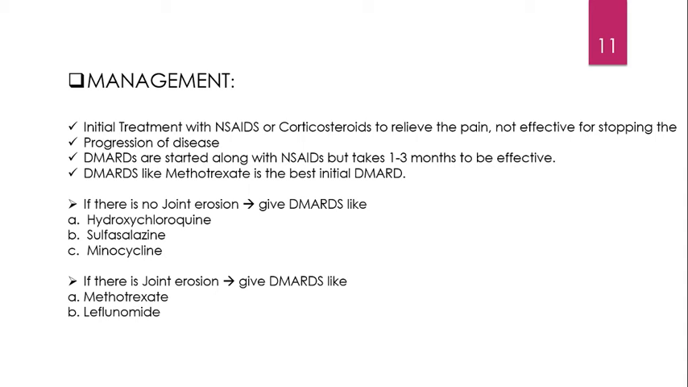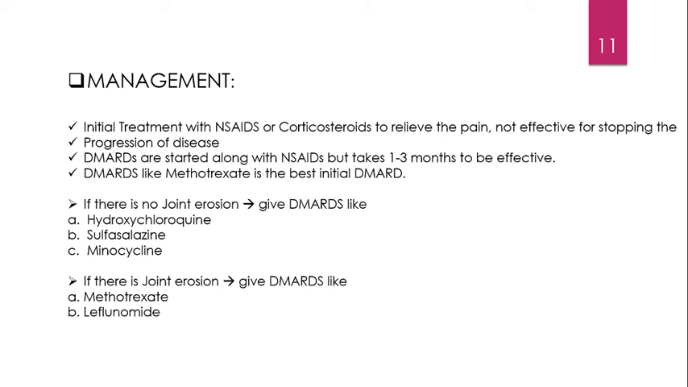We usually give DMARDs. Basically, DMARDs are the treatment, but DMARDs are not effective in the first 3 months of their doses. So along with DMARDs, our best initial treatment is NSAIDs or corticosteroids to relieve the pain, but they are not good at stopping the progression of disease. DMARDs should be given with them. The best DMARD that is given is methotrexate.